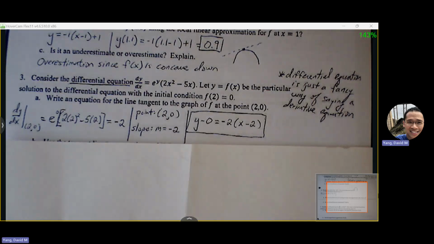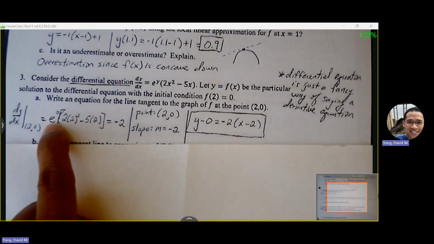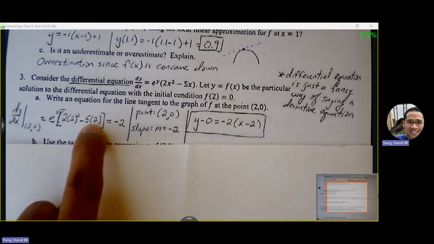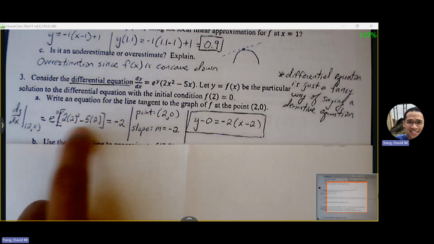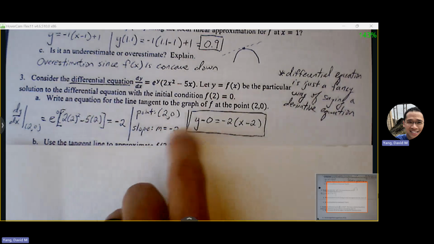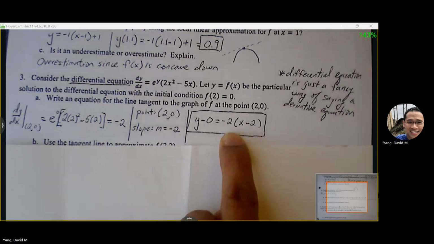Okay, so plug in 2 in for x, 0 in for y. Anything raised to the 0 power is going to be 1. So 1 times, and then this is 8 minus 10, which is -2. -2 times 1 is -2. So there's my ordered pair, my slope I just found, and here's my point slope form.